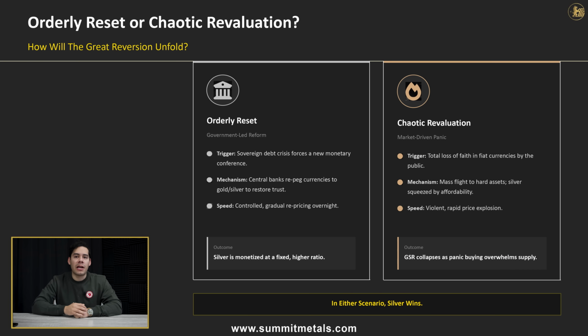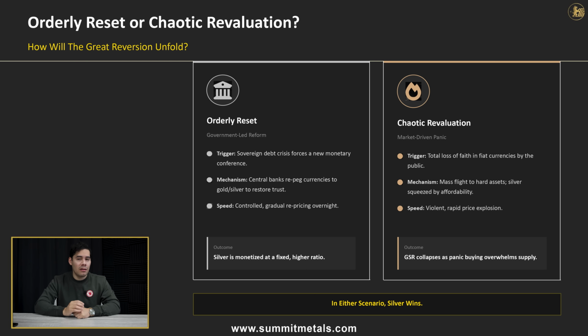The critical question now is, how does that revaluation happen? It comes down to two paths: an orderly reset or a chaotic revaluation. The orderly reset is the path that the governments would prefer. A sovereign debt crisis forces a new monetary conference. The central banks re-peg the currency to gold and silver to restore public confidence. This would be a controlled, gradual repricing of silver, overnight monetizing it at a fixed, higher ratio.